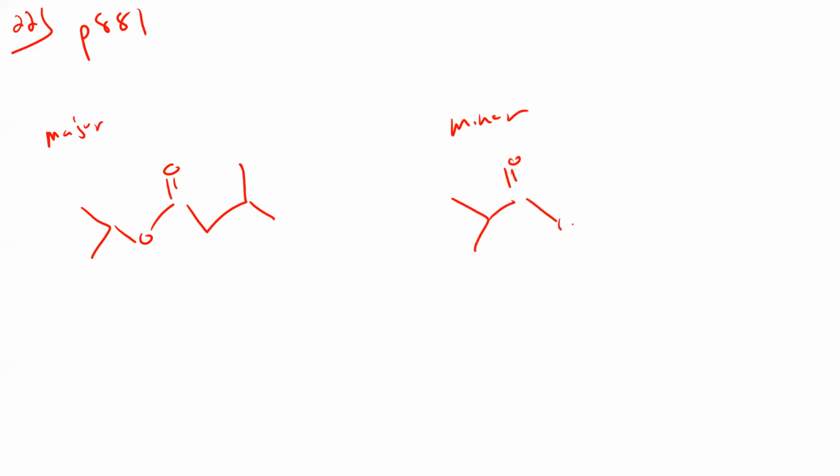Okay, so we have a ketone. Let's go ahead and draw the major and minor products. So the major, and then we're going to draw the minor. Right, so we've done that. That's 22.